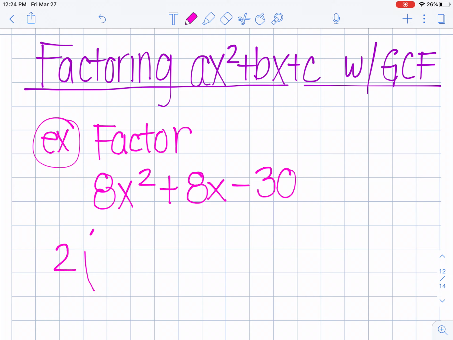2. So 2 times 4 is 8. 2 times 4 is 8. And 2 times negative 15 is negative 30. Now I want to use what I learned about factoring with a leading coefficient that's bigger than 1.